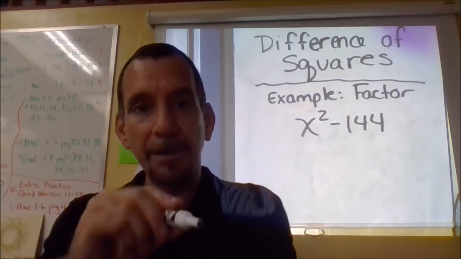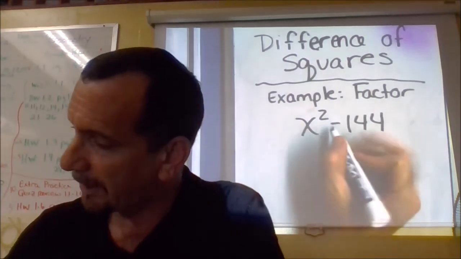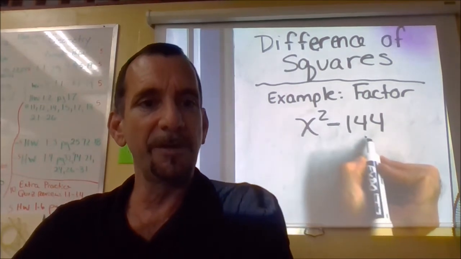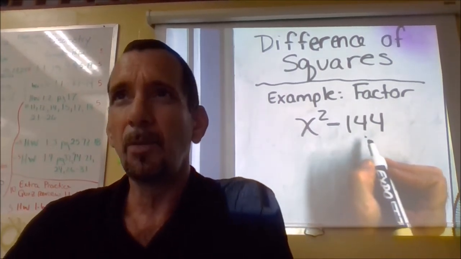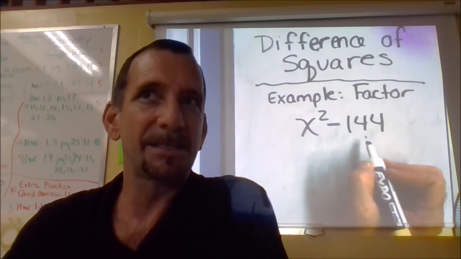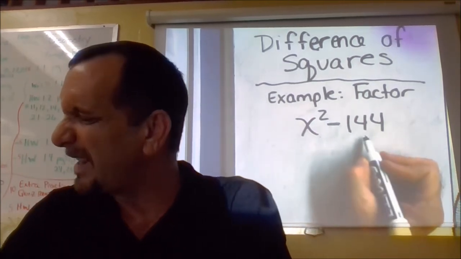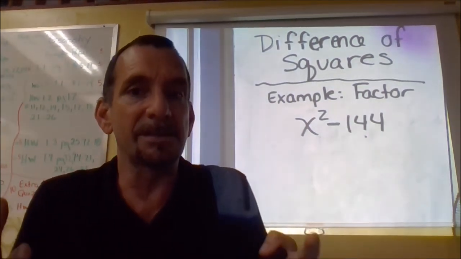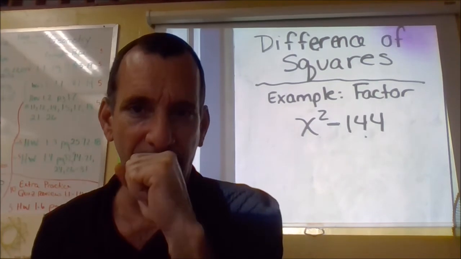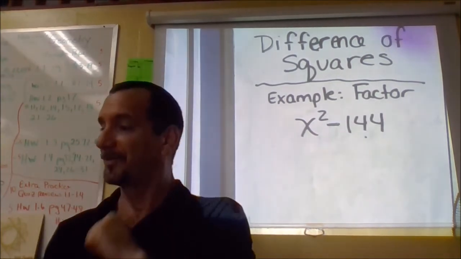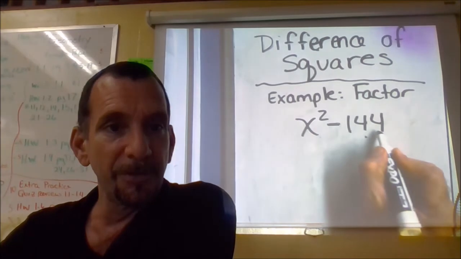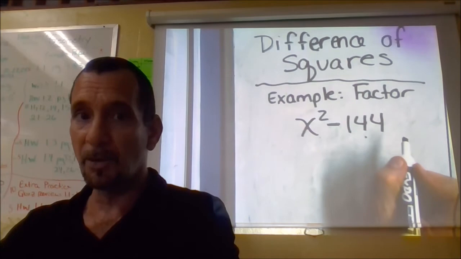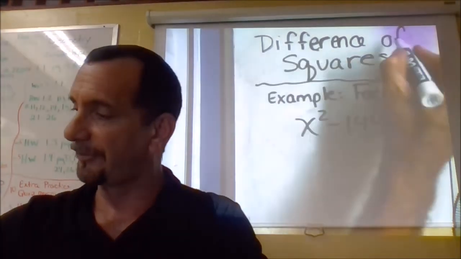But here's something very important. There's a difference there. It's a very important part. And 144, can we multiply something by itself to get 144? Can we get the square root of 144 and get a perfect square? What's the square root of 144? 12. So we know that the square root of 144 is 12. 12 times 12, we need a perfect square, and we need the difference. That's the difference of squares.